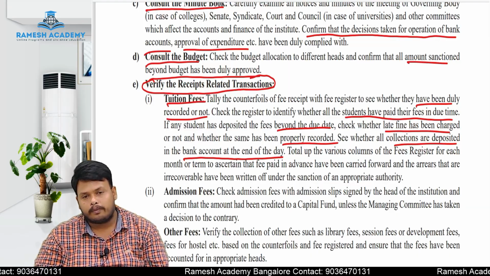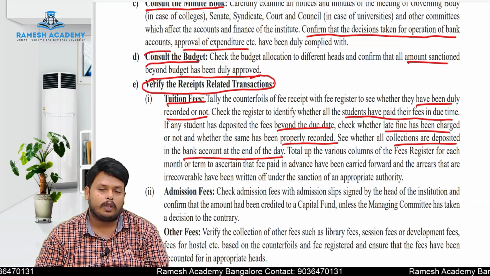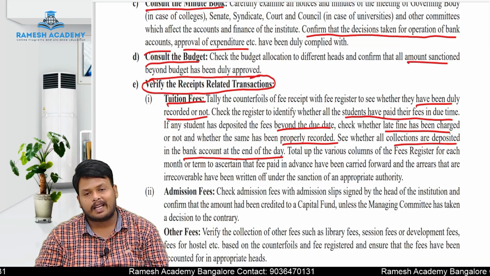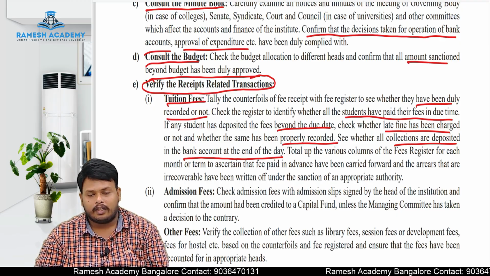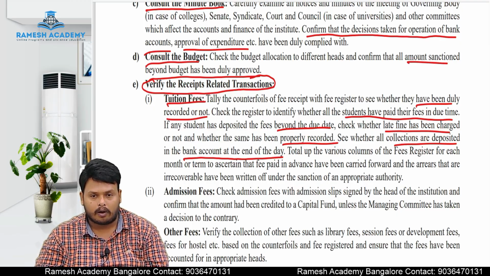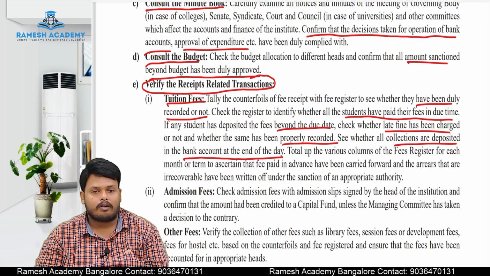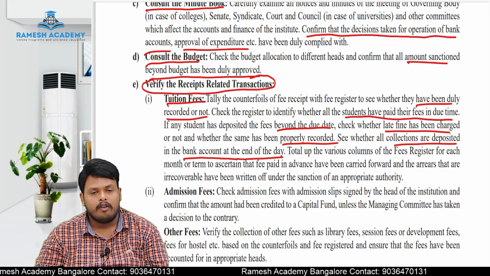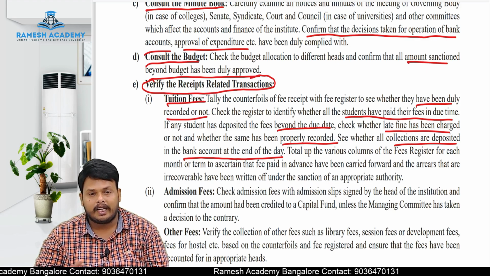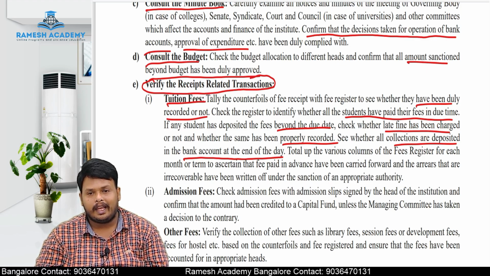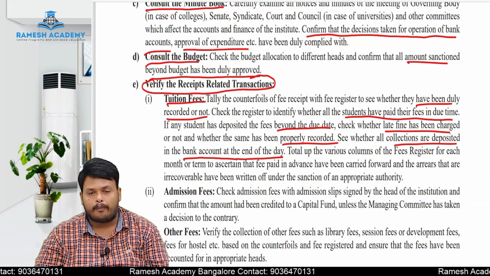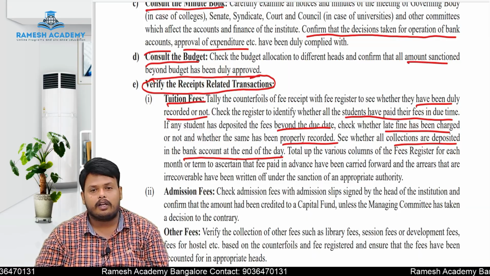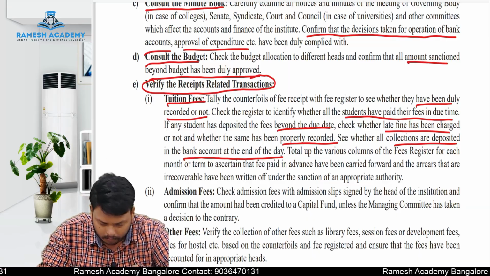If any student is paying beyond the time given to him, whether late fine is collected from him or not, and whether the amount collected is deposited at the end of the day or not. He has to total up various columns of the fee register and see that any fee paid in advance is carried forward. Any arrear, if the fee is irrecoverable, should be written off with the approval of appropriate authority. These are the things the auditor has to verify regarding tuition fees.